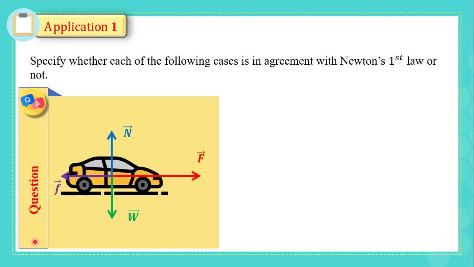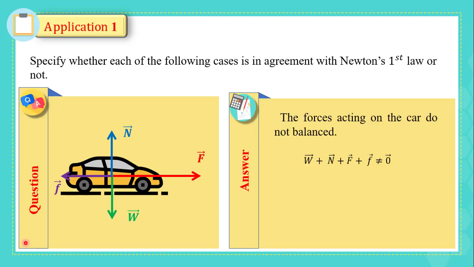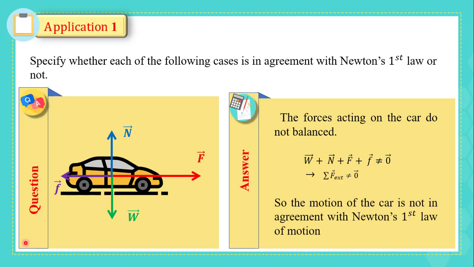The external forces acting on the car are the normal reaction, the weight, the traction force F, and the friction force. From the figure, the forces acting on the car are not balanced. You can note that the traction force and the friction force are of different magnitudes, so they are not balanced, whereas W and N are of the same magnitude, so they balance each other. Then the sum of the external forces acting on the car is different from 0, and in this case, the motion of the car is not in agreement with Newton's first law of motion.